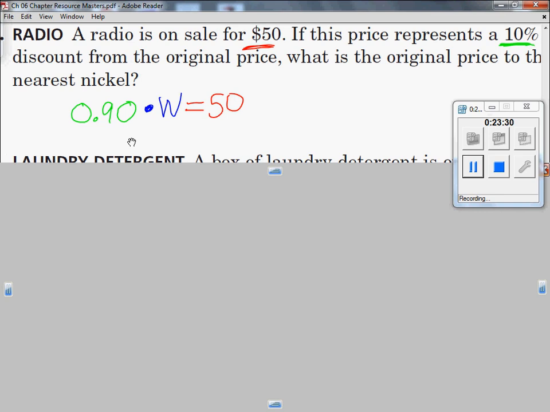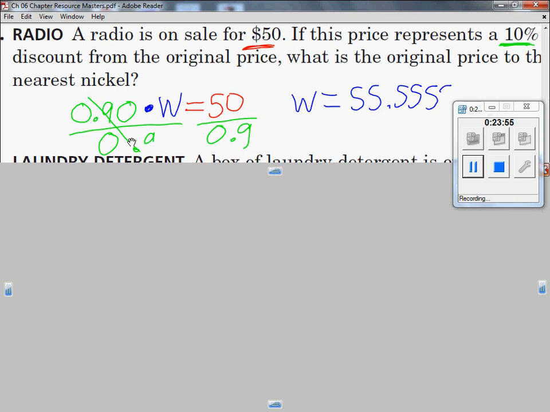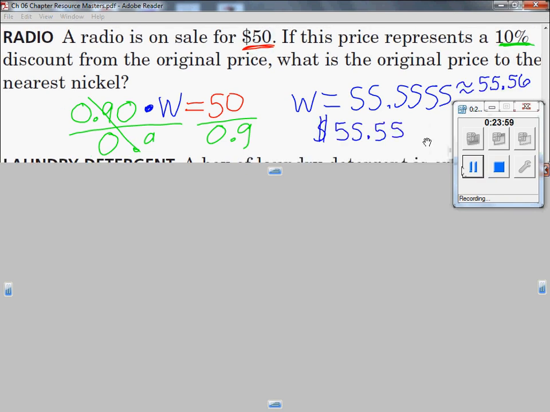So now solve this equation like you would any other equation by getting rid of the times 0.9. If you divide both sides by 0.9, you'll have 50 divided by 0.9, and that's going to give you an answer. But let's show our work. Divide both sides by 0.9. They cancel on the left, and you're left with W equals 55.5555.